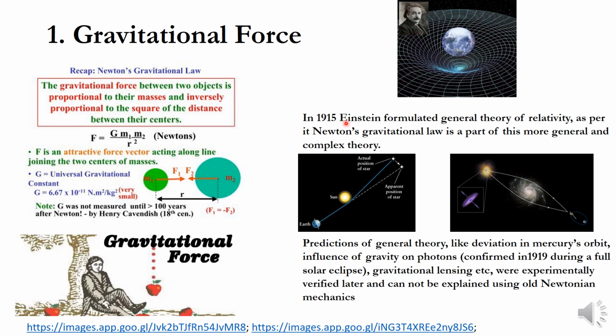In 1915, Einstein formulated the general theory of relativity. As per it, Newton's gravitational law is a part of this more general and complex theory. So, the more general theory is the general theory of relativity. The gravitational law is only an approximated law under this general theory of relativity.